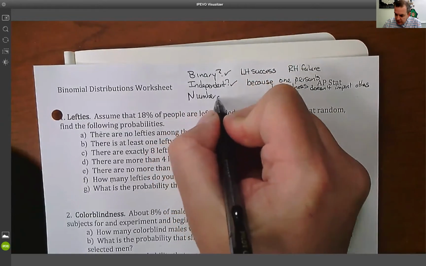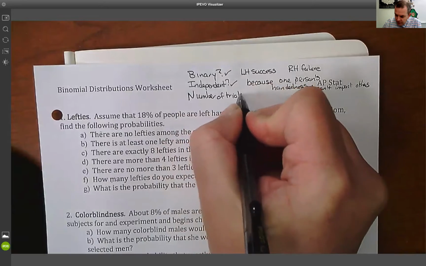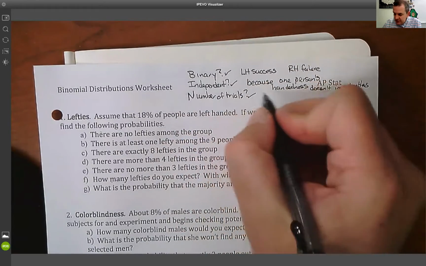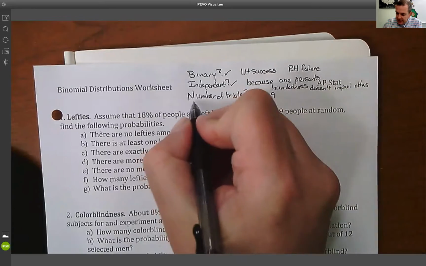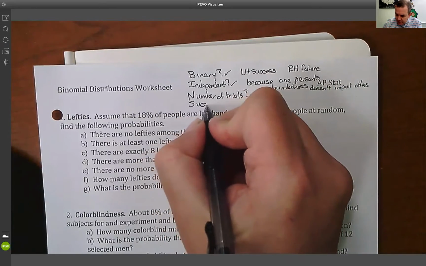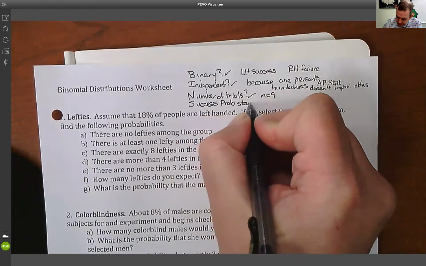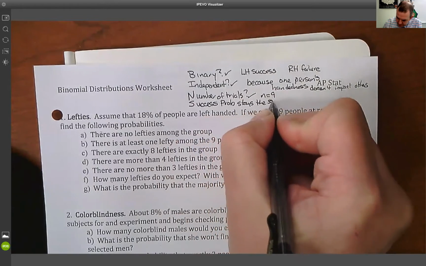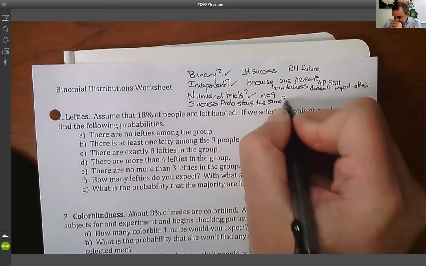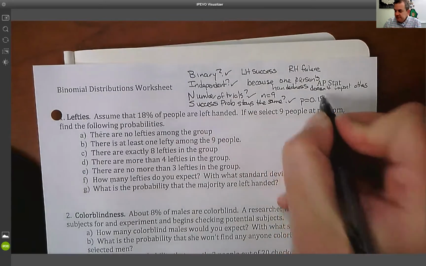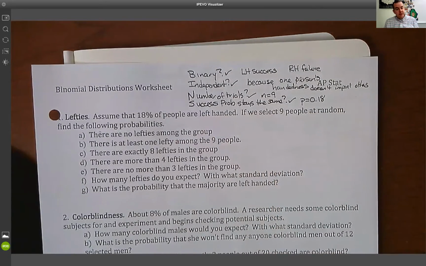Okay. The next thing that we have to ask is, is it a fixed number of trials at the beginning? From the very beginning, do we know that we are doing it a fixed number of times? Well, this one says 9. So in this case, it's yes, our n is 9. And the S is that the success probability stays the same. And in this case, we can say yes, according to this problem, the probability is 18%. So that's a binomial setting. You have to ask yourself that question.